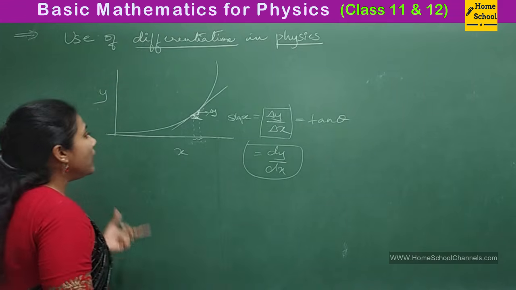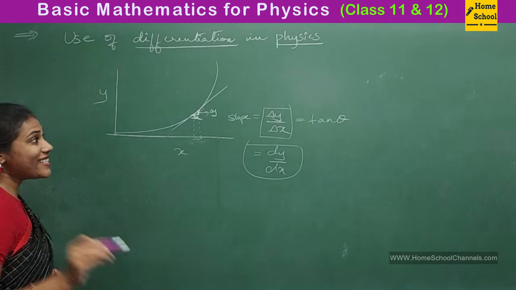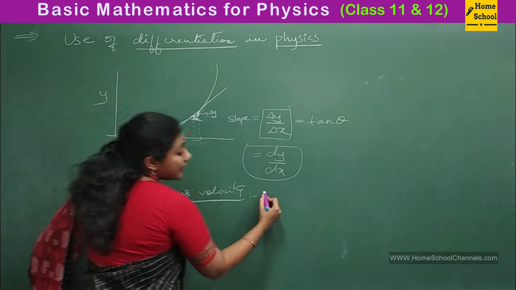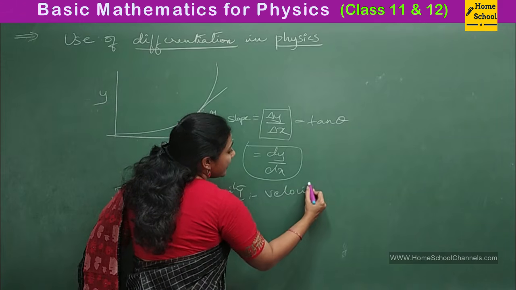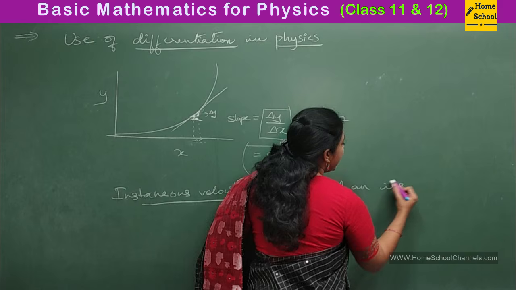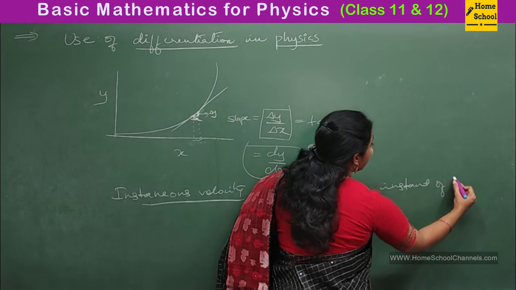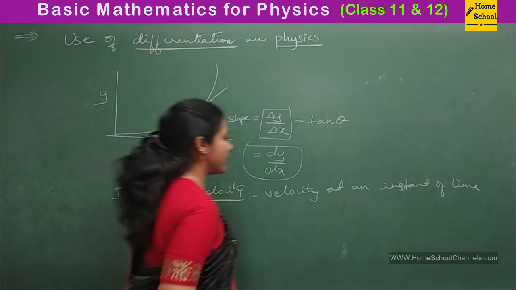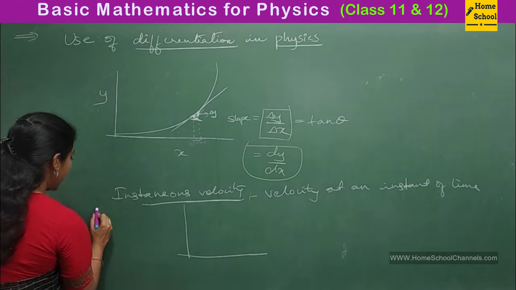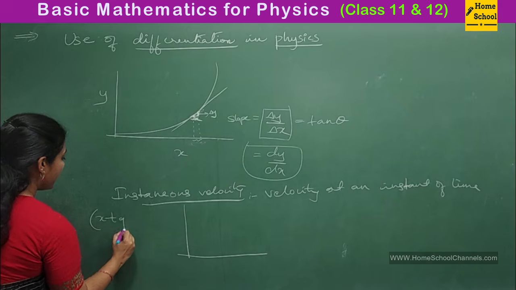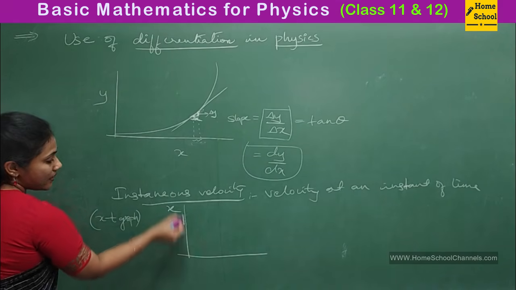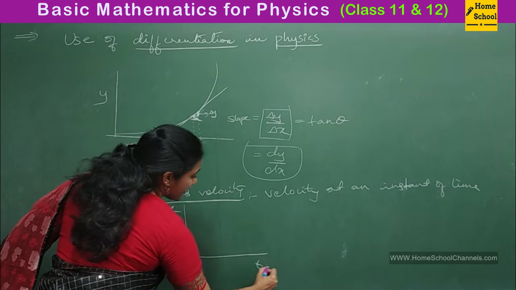Like this, let me connect this to instantaneous velocity, right? So what is instantaneous velocity? It is nothing but velocity at an instant of time. Velocity at an instant of time is called instantaneous velocity, right? Say for example, when you have an xt graph, let me consider an xt graph, that is a position time graph. So this is the position and the horizontal axis is your time.